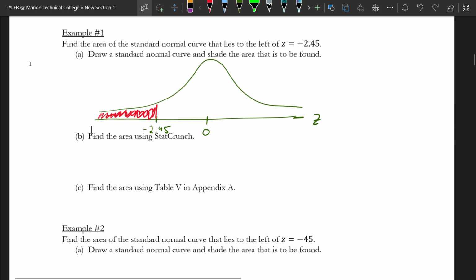In part B, we want to find this area in StatCrunch. So let me open up StatCrunch.